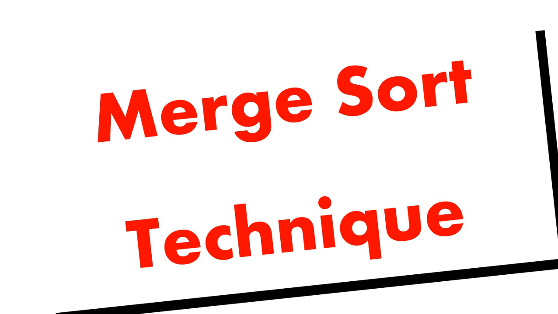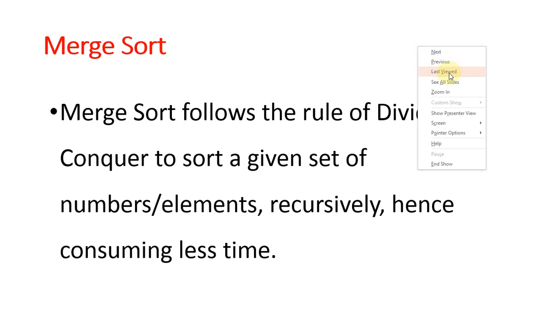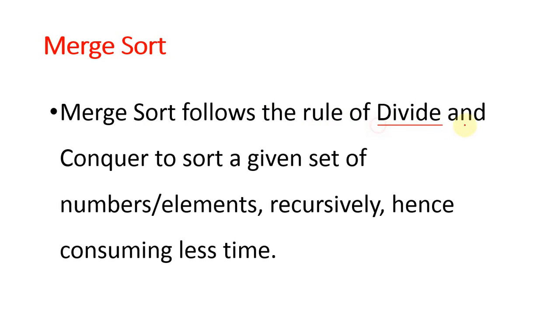Okay, using merge sort, how is the sorting going to be done? This is a special kind of sorting technique, and a fast sorting technique. Merge sort follows the rule of divide and conquer. That means the divide and conquer technique is used in merge sort. Previously, in the binary search technique, we have seen this divide and conquer method.